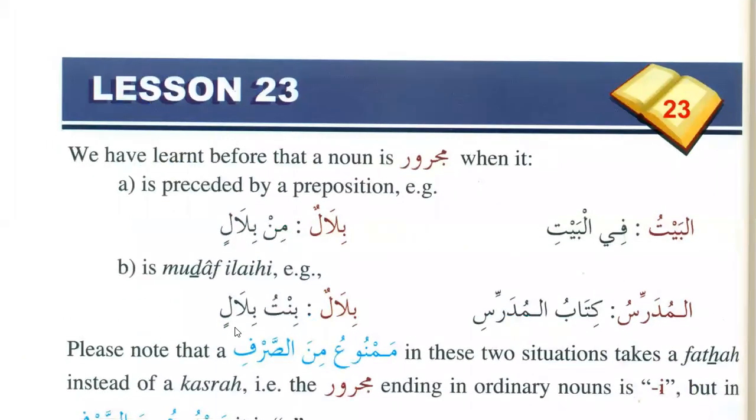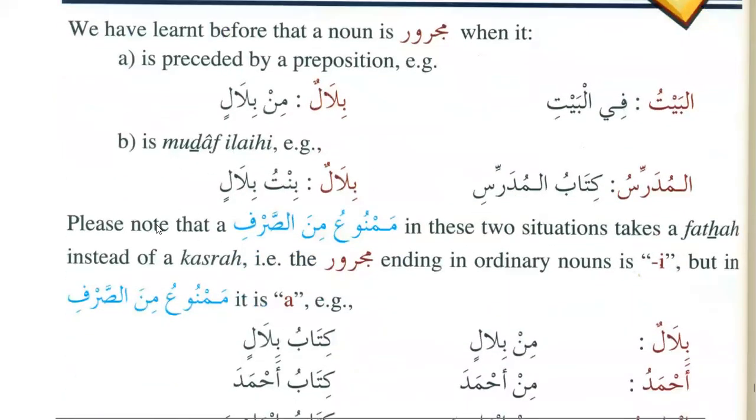So before, you have learned almost all the rules of the majrur word. You know that with a majrur word we always use kasra, and a noun is majrur when there's a harf-e jar before it, or when a noun is muzaf ilayhi, then it is majrur. We use kasra with it. In the previous lesson, you learned about mamnu min as-sarf. So today we learn that when a mamnu min as-sarf is majrur, when there is a harf-e jar before it, or when it is muzaf ilayhi, then we don't use kasra, we use fatha instead.